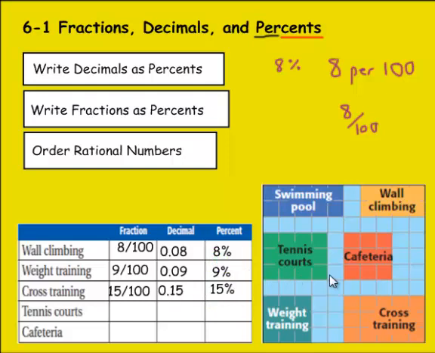Tennis courts would be 12 total, so we'll say 12 over 100. As a decimal would be 0.12, 12 hundredths, and then percent would be 12%. I think we have this down by now. I have a cafeteria which has 9 blocks, just like the weight training. So that'd be 9 out of 100 for my fraction. Decimal would be 0.09, and then my percent would be 9%, 9 out of 100.